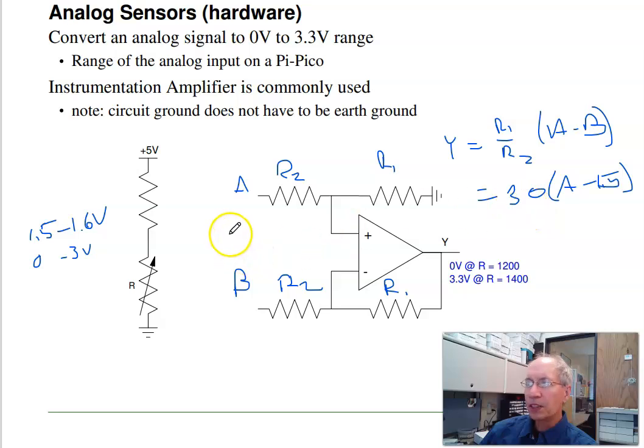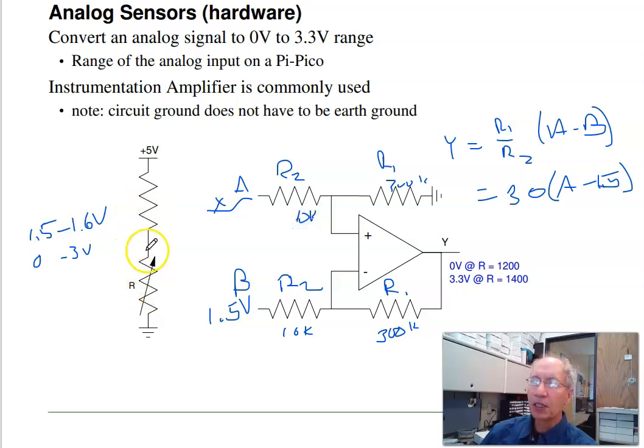So I would feed the signal into A. There's your data X. This is 1.5 volts, my offset. And I want the gain to be 30. So this could be like 300K, 10K. And oftentimes where you generate this voltage is the voltage divider.